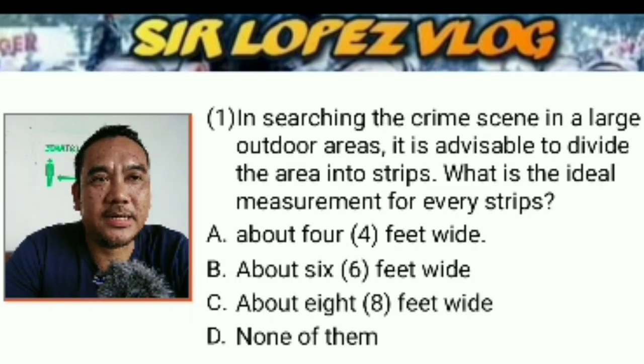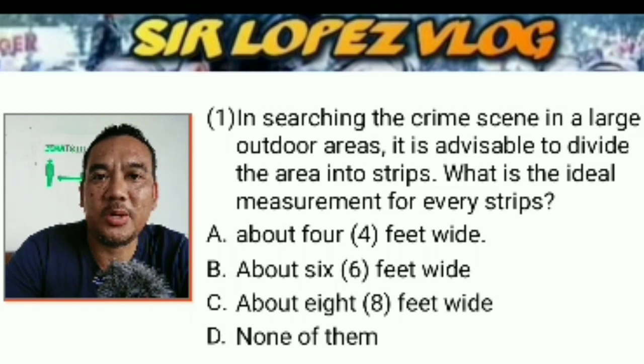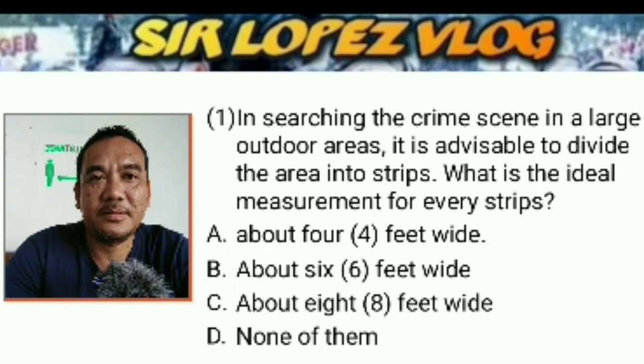In searching the crime scene in a large outdoor area, it is advisable to divide the area into strips. What is the ideal measurement for every strip? A. About 4 feet wide. Letter B. About 6 feet wide. Letter C, about 8 feet wide, or letter D, none of them. Number 2.